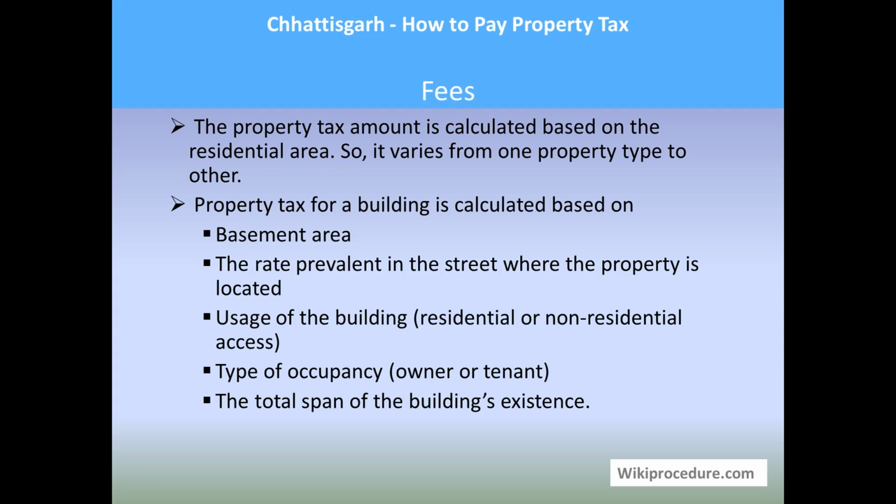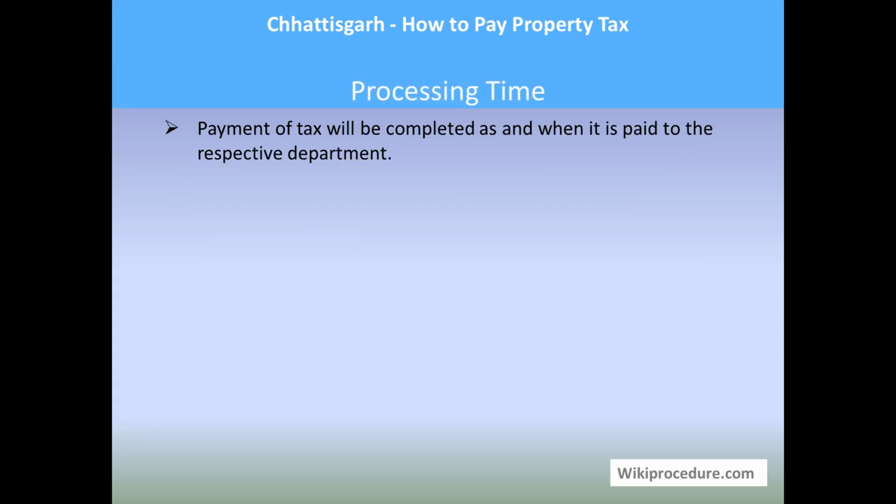Property tax for a building is calculated based on the basement area, the rate prevalent in the street where the property is located, that is the benchmarked rate, the usage of the building, whether it is residential or non-residential, the type of occupancy, owner or tenant, and the total span of the building's existence, which are the factors required for calculating the property tax. Processing time: payment of tax will be completed as and when it is paid to the respective department.